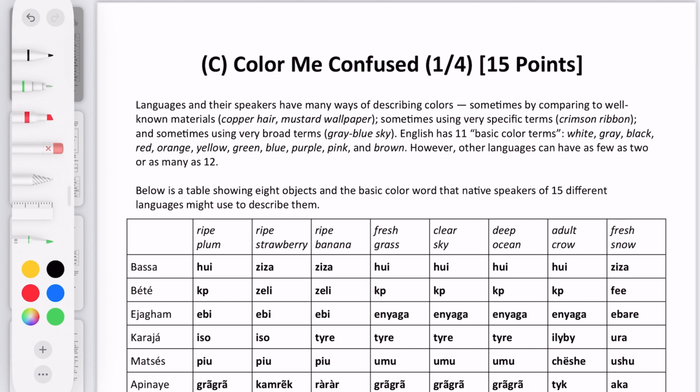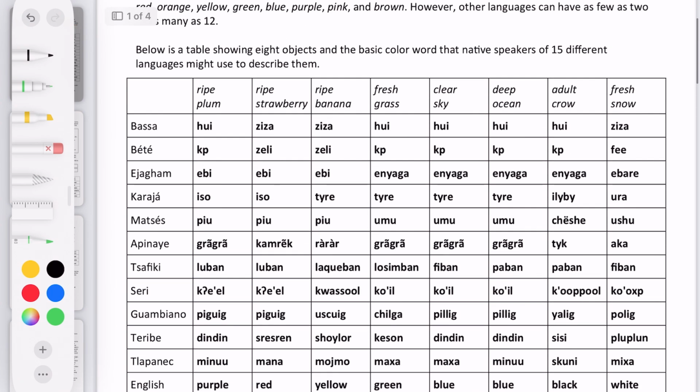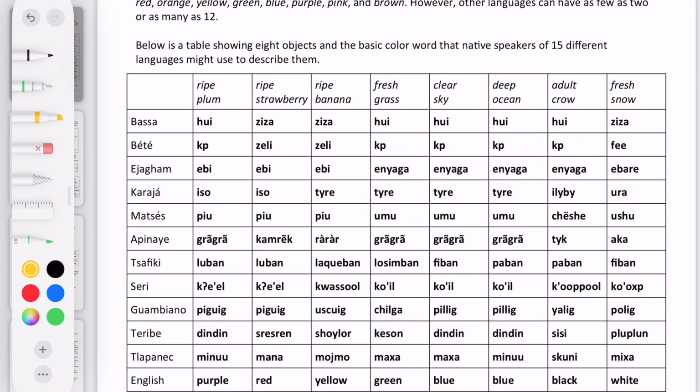Okay, so basically this problem is about the different terms for colors in languages and how different languages can have different numbers of color terms. So for example, in English we have 11 basic terms, but then some have as few as 2 or as many as 12. And then here we have a chart that shows the different color terms for each language that would describe each of these objects at the top. So for example, in Safiki, if you wanted to describe fresh grass, you would say lo simban. So that's kind of how this chart works.